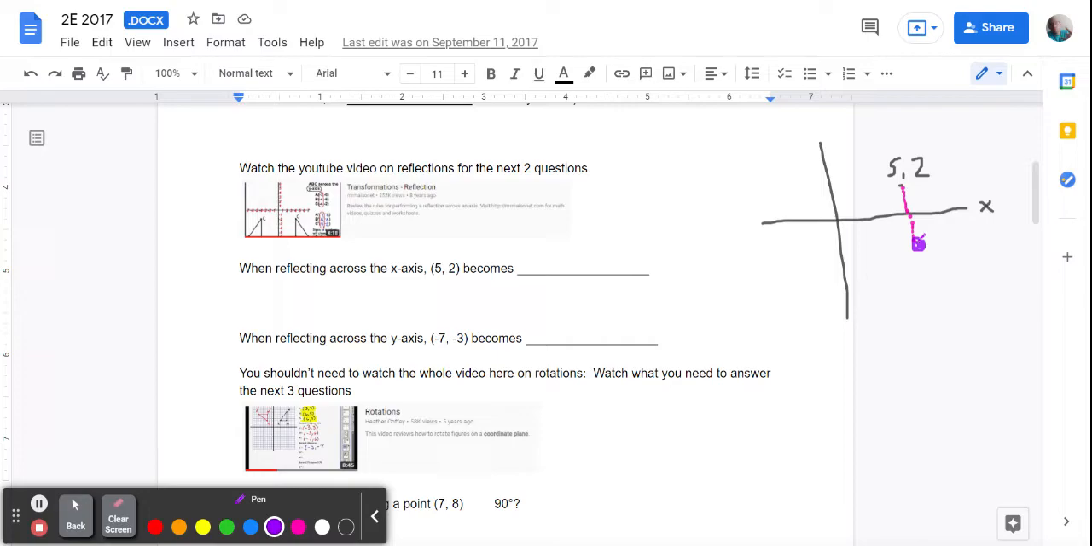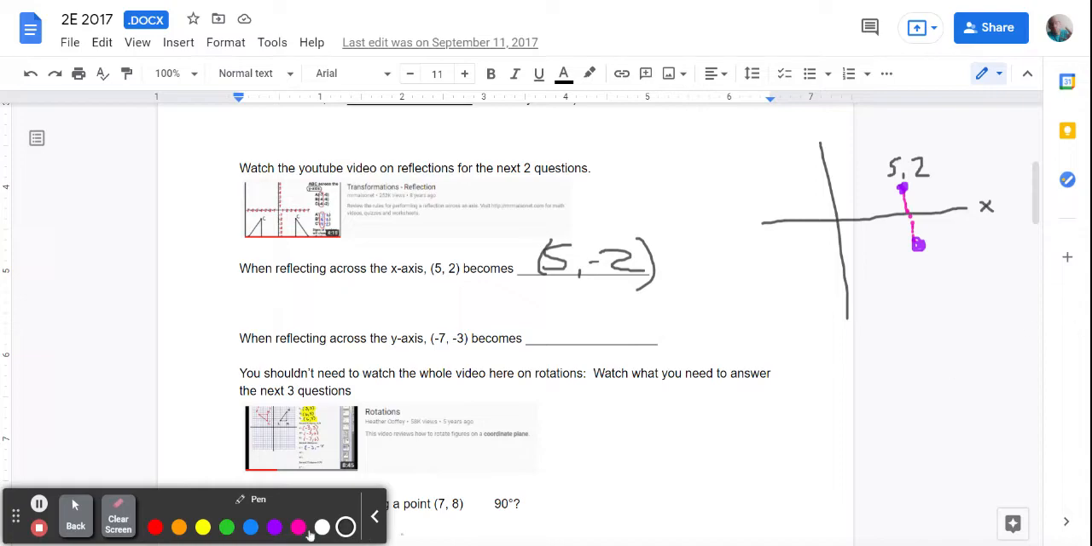Now, when we reflect across the x-axis, notice that it's the y value that changes, because we're going up and down. The x value doesn't change when we reflect across the x-axis. The y value changes; it becomes negative. So (5, 2) becomes (5, -2). All we do is change the y value.